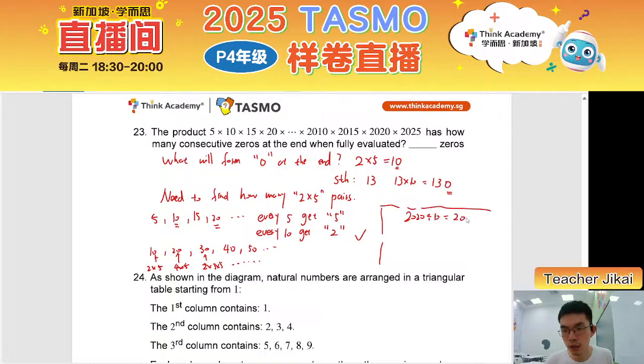We have 202 numbers existing in this 5, 10, 15, 20 sequence, and they contain a 2. Once we know they contain a 2, how about numbers containing two 2s? It will be 20, 40, 60, 80, and so on, every 20 numbers. So it is 101, right?